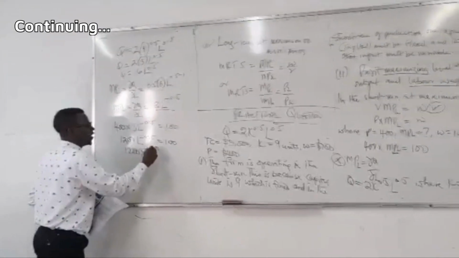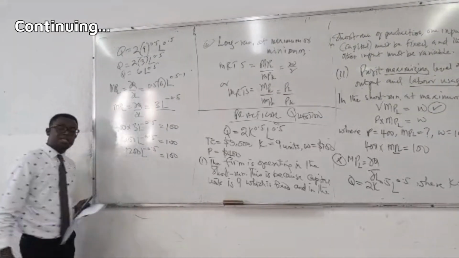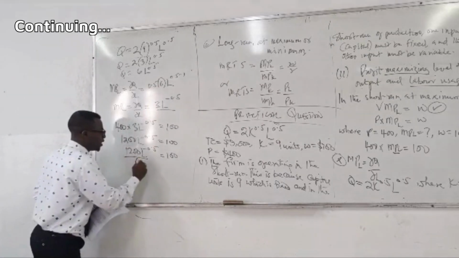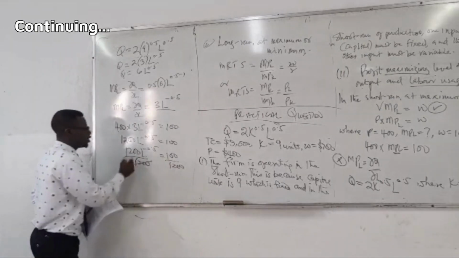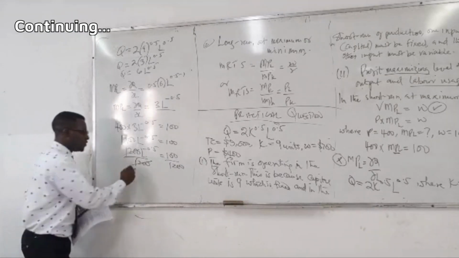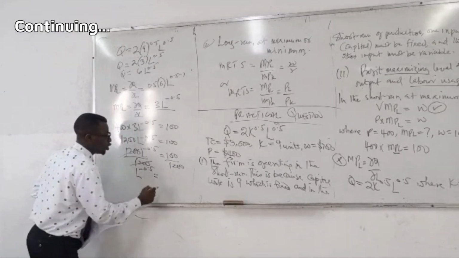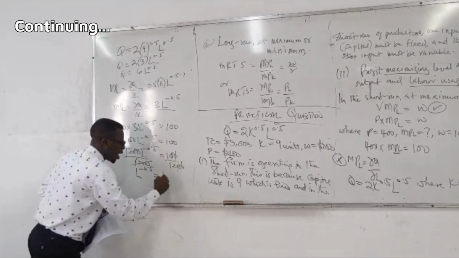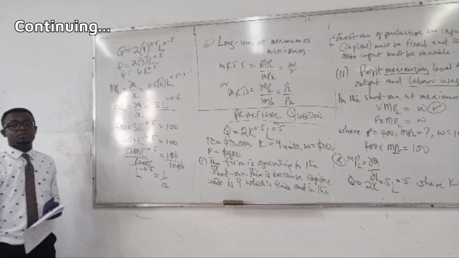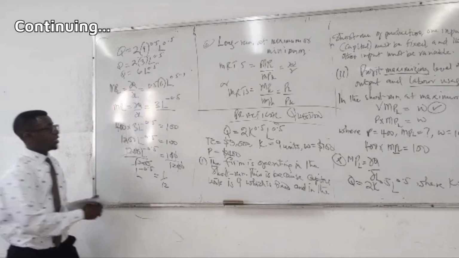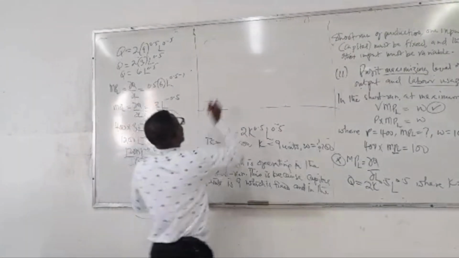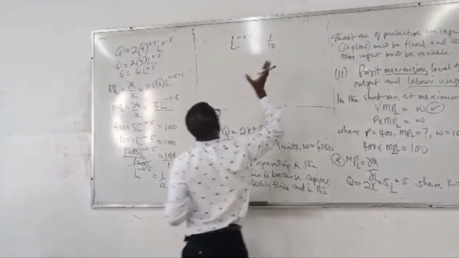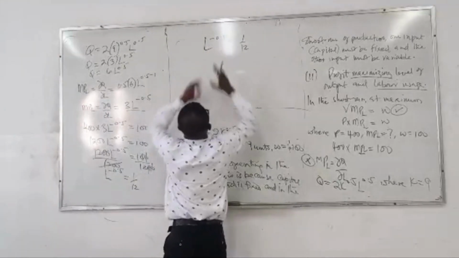Solving for L, and L is being sandwiched by 1,200 with an exponent of negative 0.5. I have to divide both sides by 1,200 to get rid of the coefficient. So I'm going to have L exponent negative 0.5 equals what? 100 over 1,200, which will give me 1 over 12. Now L negative 0.5 equals 1 over 12. Our main job is to make L the subject.